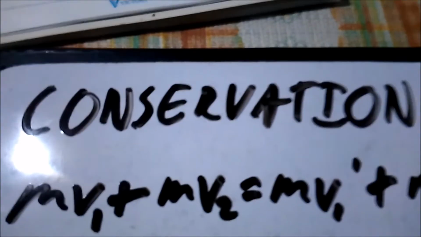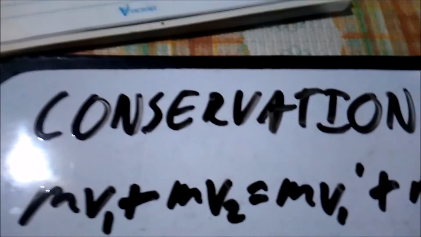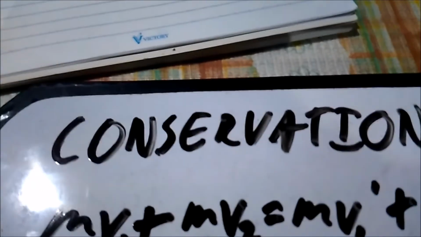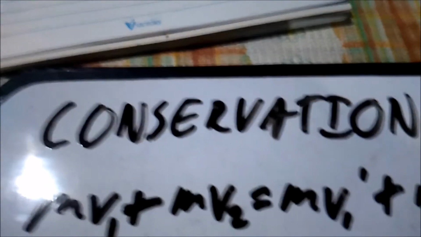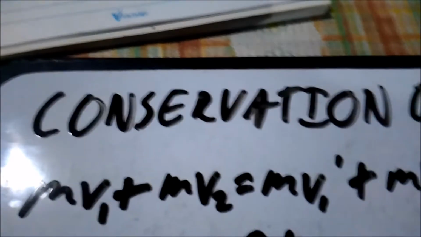Now, for solving conservation of linear momentum, this is the formula: the mass multiplied by the velocity of the first object, plus the mass of the second object times its velocity, equals the same thing after. So, I have this sample problem.